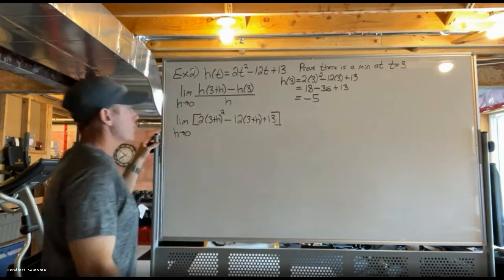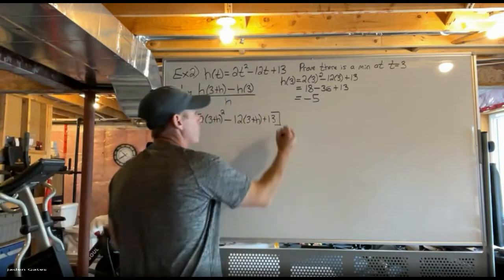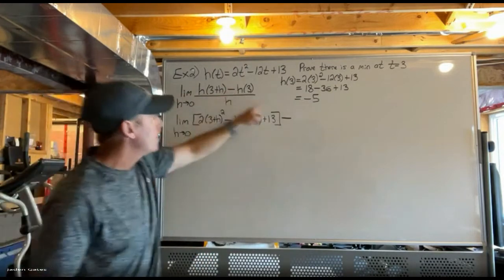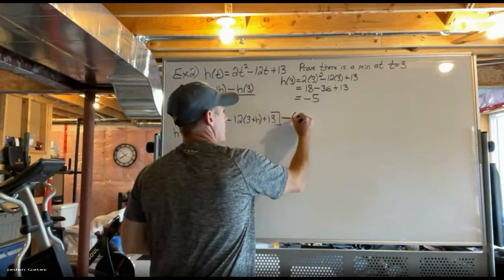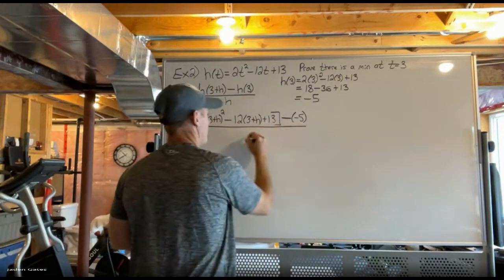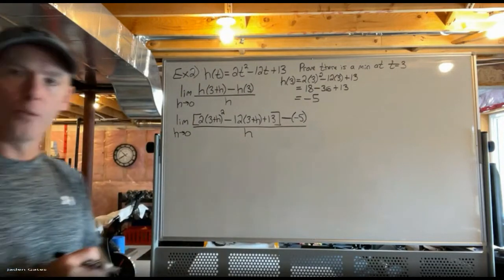Square brackets just to show the substitution here. And then I got my minus h of 3, which is, watch this, minus. There's a minus sign in the equation. There's a minus sign in this number. That could be a mistake for people for sure. And divided by h. All right. So back to what I've been doing before.